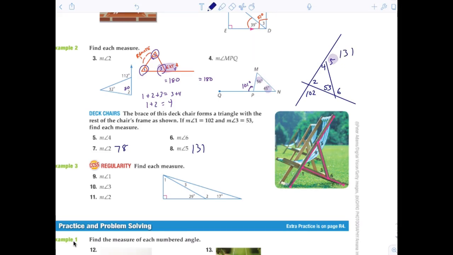Which now I think it's easier to do 4 then. 4 is what? 49. Or 59, which one? 49. And now angle 6. What is that? 127. 127.